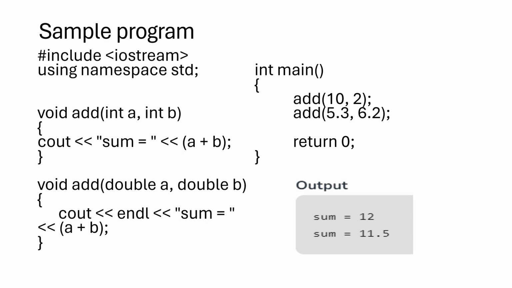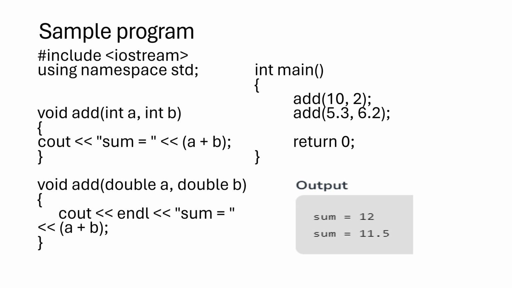Then we have a sample program: header file, using namespace. So here is the function overloading, void add and void add. Both the function names are the same. Here integer a comma b. It is using integer a plus b. We are adding two integer numbers. In the second function, what we are doing is adding two double data types. So the first one is integer, the second one is double data type we are using.